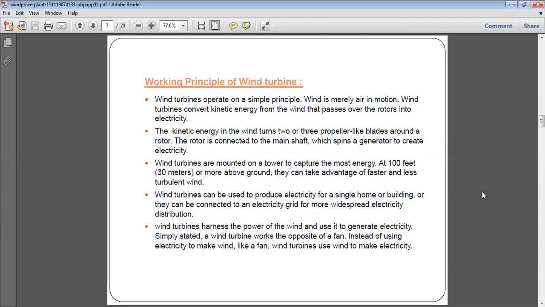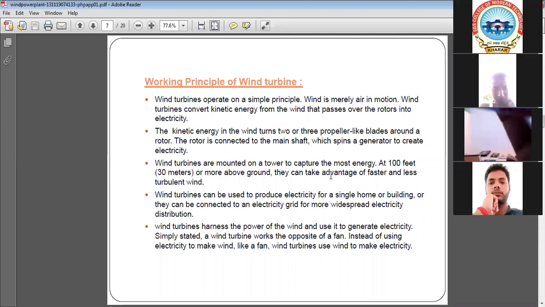Now next is the working principle of the wind turbine. Wind turbines operate on a simple principle: wind is merely air in motion. If we talk in general terms, what is wind? It is air that is in motion. So a wind turbine converts kinetic energy from the wind that passes over the rotors into electricity.